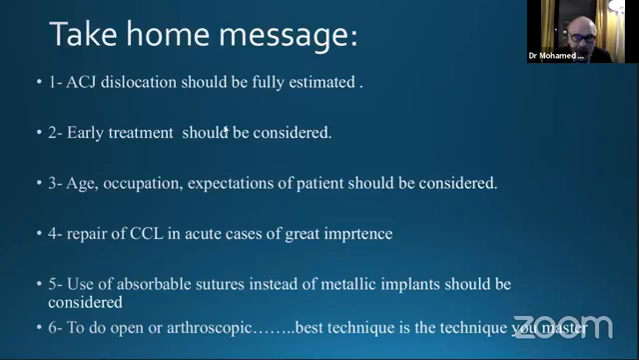Take home message: AC joint dislocation should be fully evaluated and early treatment should be considered. Age, occupation, and expectation of the patient should be considered. And repair of the CC ligament in acute cases is very, very crucial. And absorbable suture should be used instead of metal when a metallic implant would otherwise be considered. And to do it open or arthroscopically, the best technique is the technique you master.